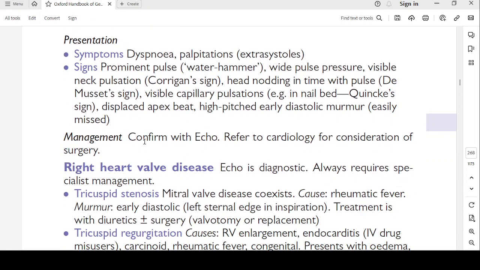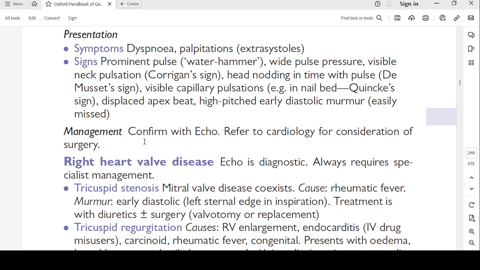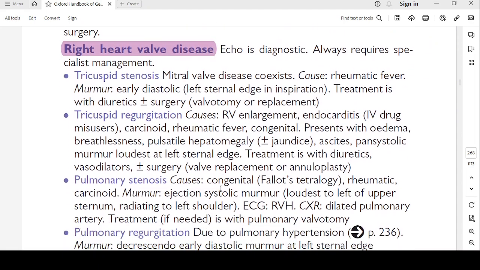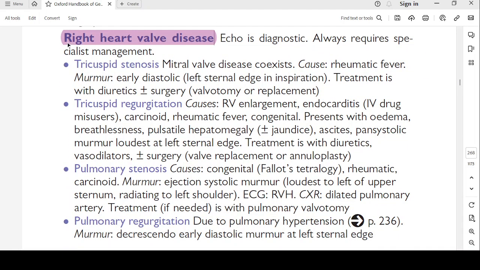Management: confirm with echo. Refer to cardiology for consideration of surgery. Right heart valve disease. Echo is diagnostic, always requires specialist management. The right heart valve diseases are tricuspid stenosis. Mitral valve disease coexists with tricuspid stenosis. Causes are rheumatic fever. Murmur of tricuspid stenosis is early diastolic murmur, left sternal edge in inspiration. Treatment is with diuretics plus or minus surgery.